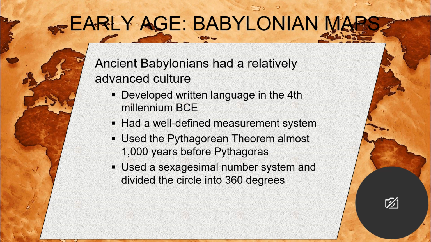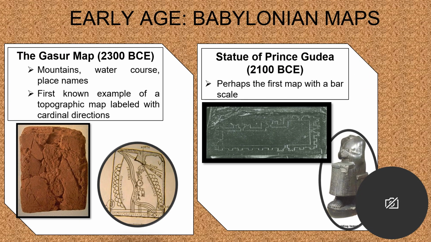Next we have the Gasgir map and the statue of Prince Gudea. The Gasgir map, as we mentioned in the previous slide, is from 4000 before Common Era. This one is 2300 before Common Era. I need to repeat again that before Common Era, the numbers go backward.